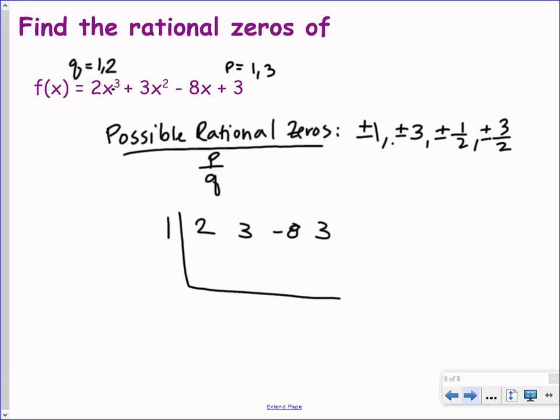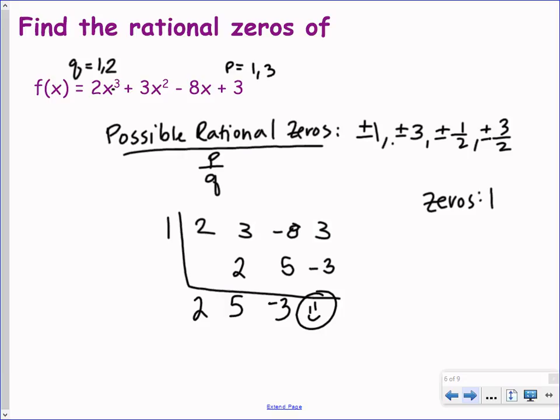I'm going to choose 1. Add down to get 2, multiply, add down, multiply. Oh my gosh, I'm so lucky and happy. I found 1. It worked. Will you always find out on the first try? No, but that's okay. So the possible rational 0 of 1 actually works, so I should list that in my zeros.